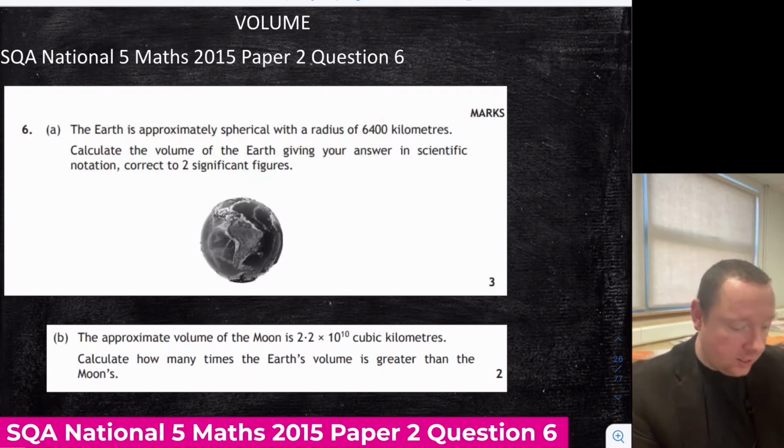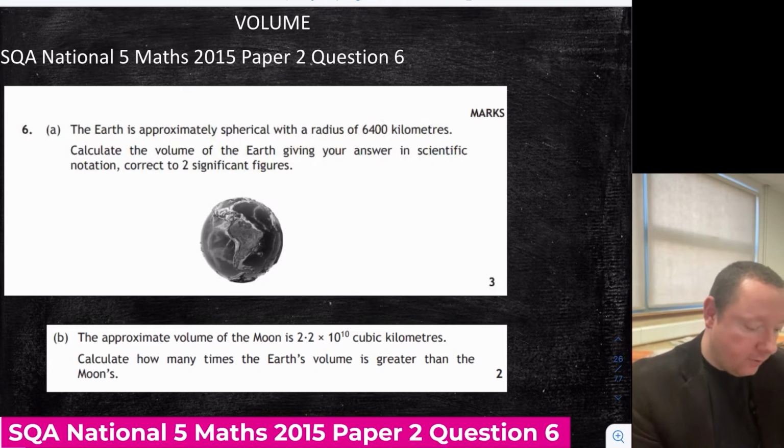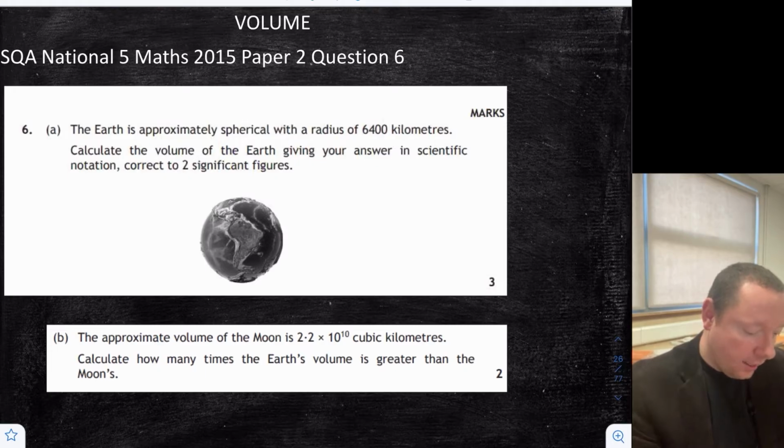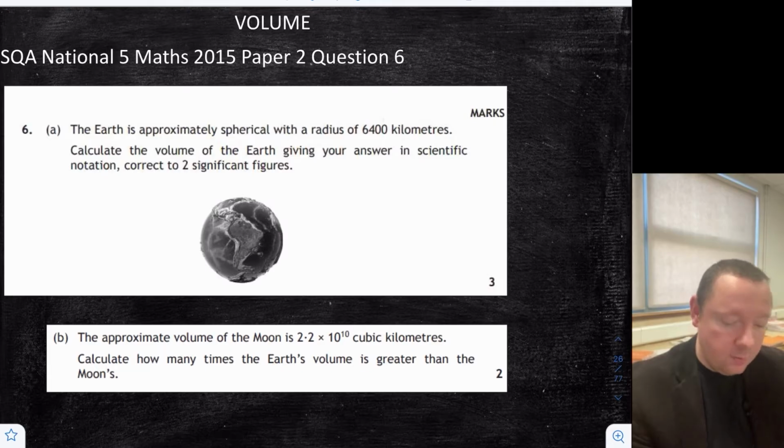2015, paper 2, question 6 on volume. We've got two parts to this. Part A says the Earth is approximately spherical with a radius of 6,400 kilometres. Calculate the volume of the Earth, giving your answer in scientific notation, correct to two significant figures. And then part B says the approximate volume of the moon is 2.2 times 10 to the 10 cubic kilometres. Calculate how many times the Earth's volume is greater than the moon.